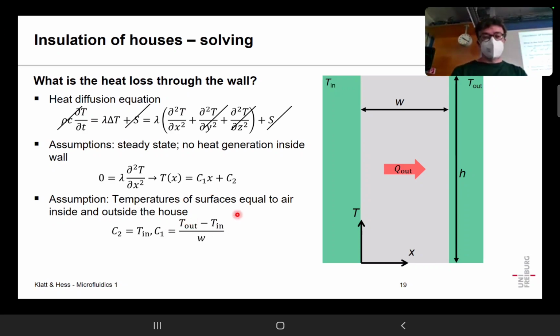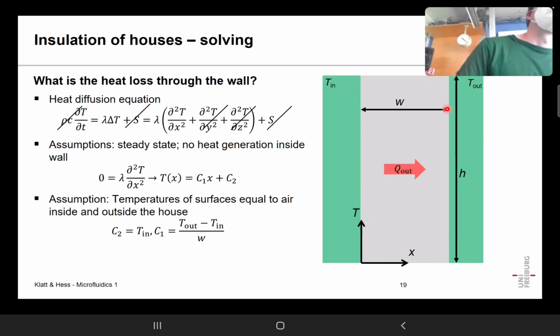And if you enter these two boundary conditions here, so let's start with 0. So if x is 0, T of 0 equals C2, and T of 0 is T in. And you can do the same thing for the other boundary condition, and you end up with the definition of the constant C1. Right, so it's defined here. It's the total width or the thickness of your wall, how thick it is. So the constant C1 is just like a slope of a linear function.